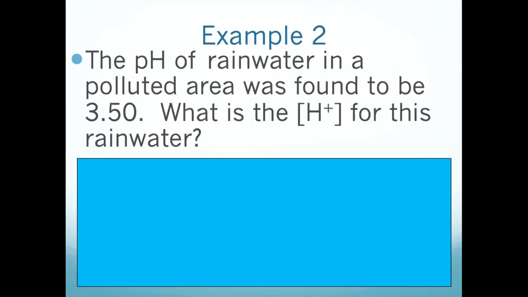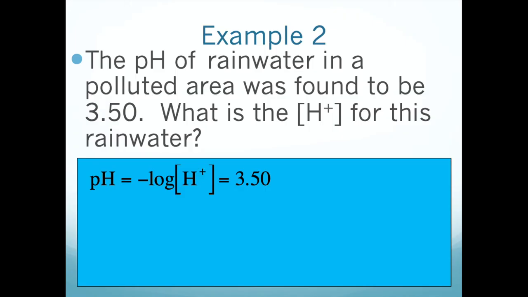All right, let's try one that's slightly harder. The pH of rainwater in a polluted area is found to be 3.5. Again, similar numbers, that's just a coincidence. What is the H plus for this rainwater? Okay, so we've seen that pH is equal to negative log of H plus, and that gives us 3.5. Of course, this formula would probably be given to you, but you're not being asked for the pH. You're already given the pH. You want to do this backwards. You're trying to find that H plus concentration. So you have to be able to derive that yourself, or just memorize it.